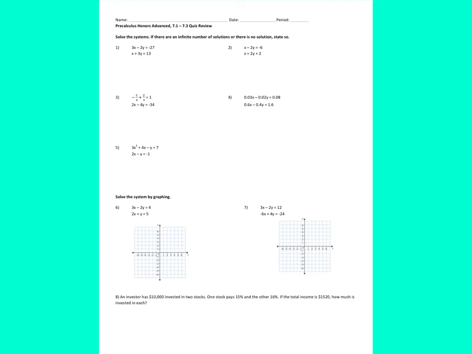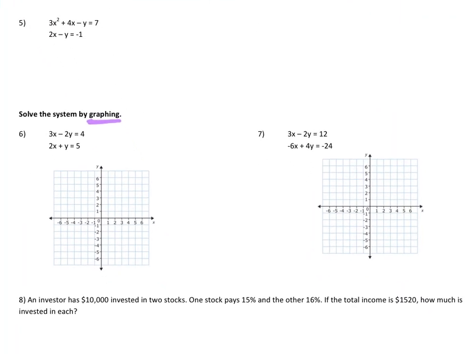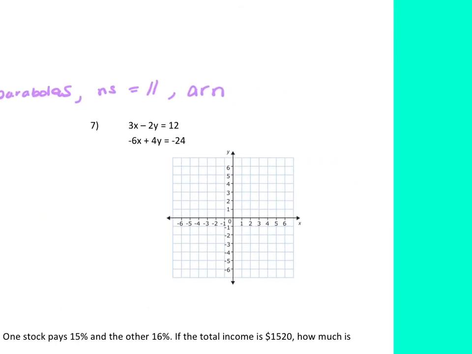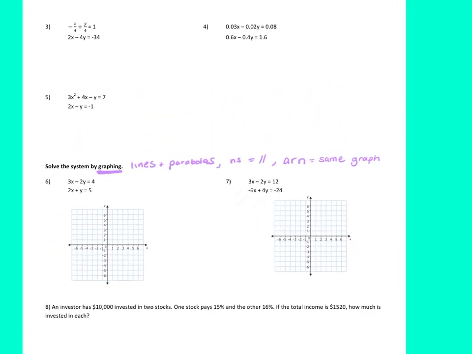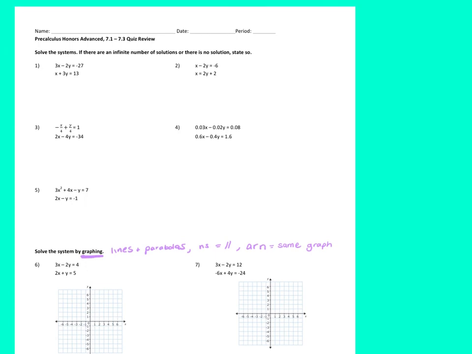On the graphing problems, realize that you could get lines and parabolas. I won't go further than that, but we did do some with lines and parabolas. You could get the no solution where they don't intersect, so like parallel lines. You could get all real numbers, and I put ARN for all real numbers. Okay, and this is if they are the same graph, where they overlap in their entirety. And same for up here. Okay.